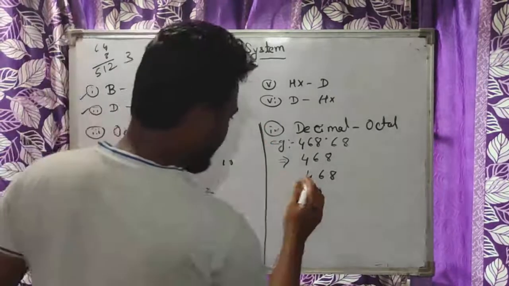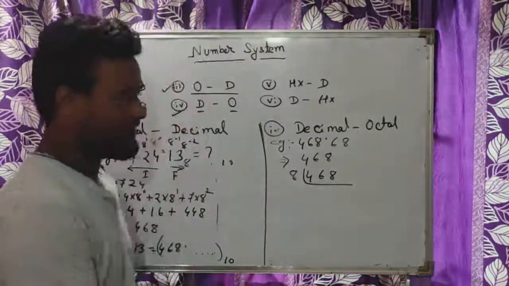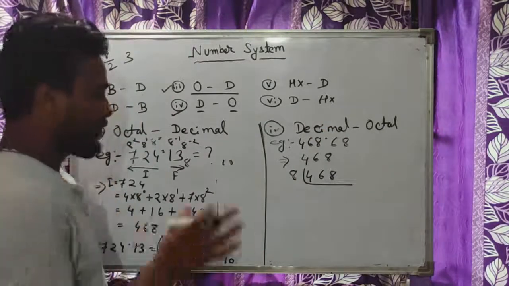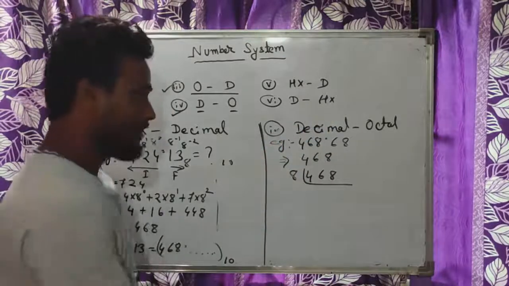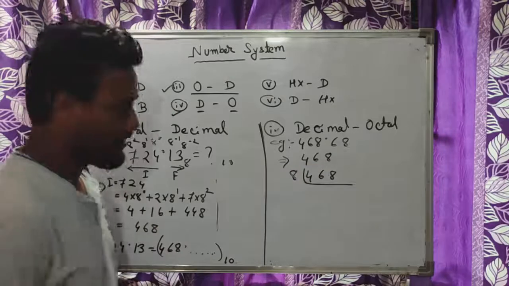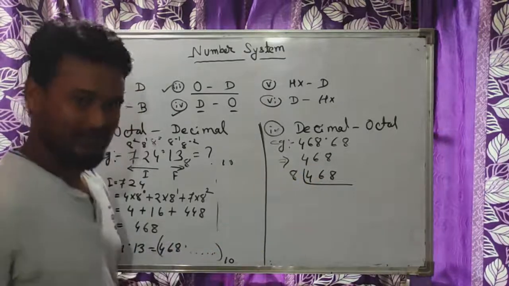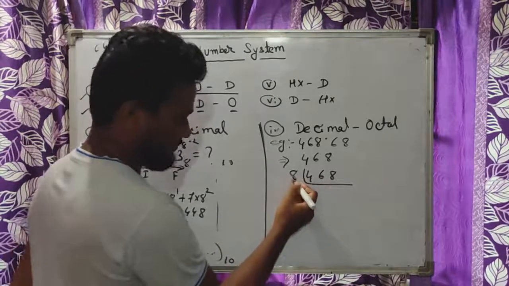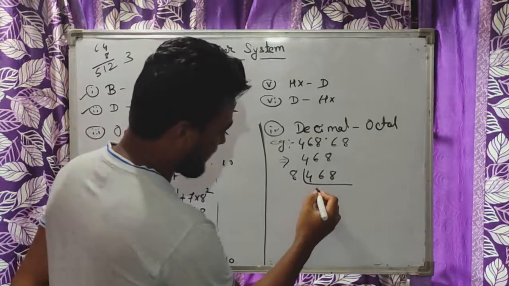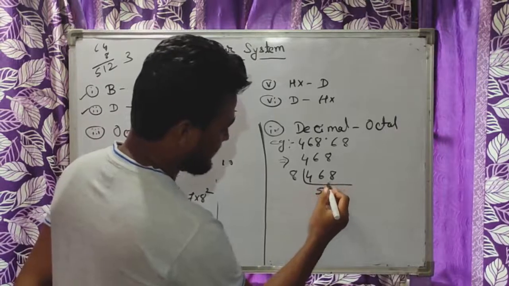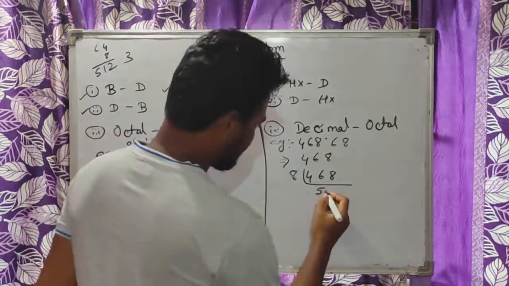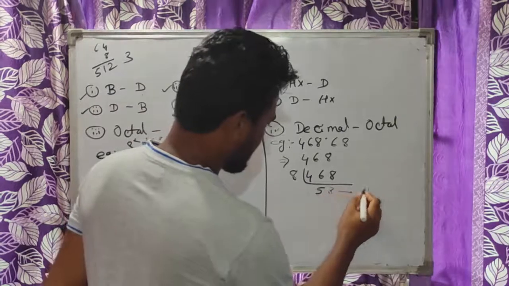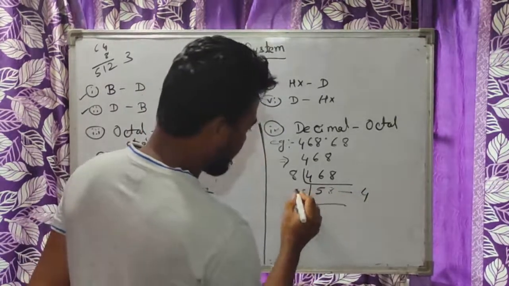Now you divide this number by 8 because we are converting from decimal to octal. Just as we did in decimal to binary, we will apply the same rule for the decimal to octal number. So here the number is 468, and we will divide this number by 8. So 468 divided by 8, then 568, right? So for 68, remainder is 4.